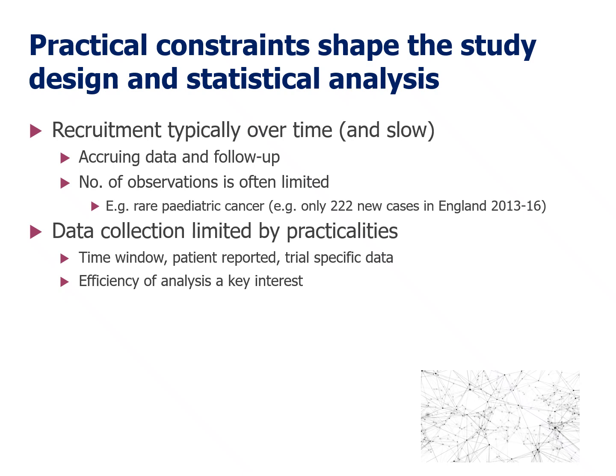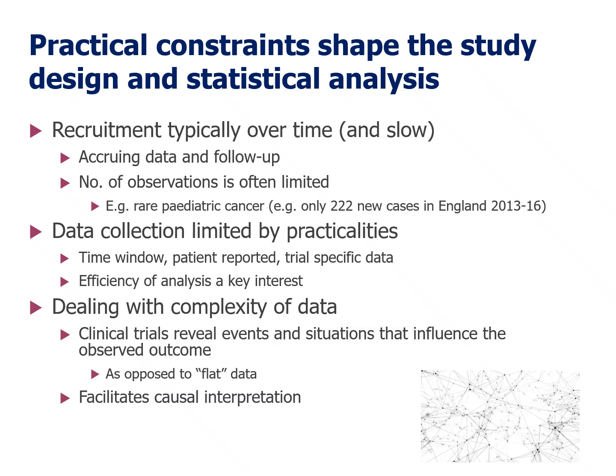There's a limit to when we can collect data, realistically how we can get it from people. If it's patient reported, that has many other constraints about what is realistic to ask and what is realistic to receive from patients in terms of the quantity and the means that you do that. In addition, we need to collect often additional data beyond what's generally collected in medical care for the trial, but there's a limit to how much of that we could do. And so the efficiency of analysis is a key interest and concern in clinical trials.